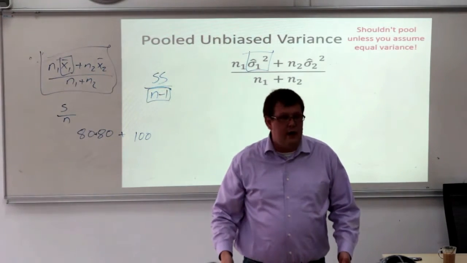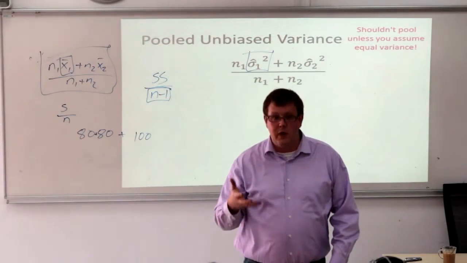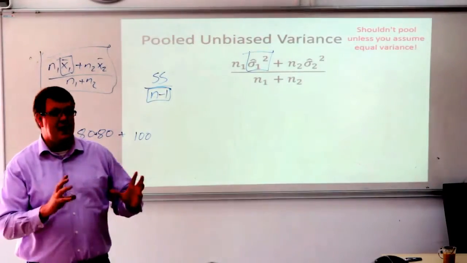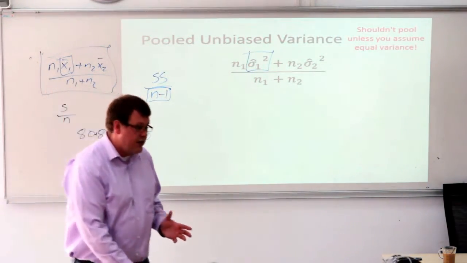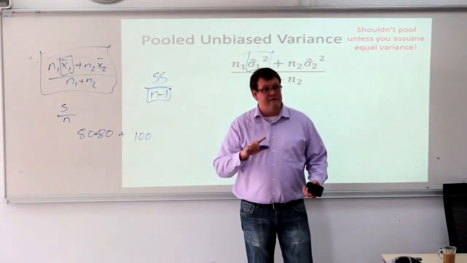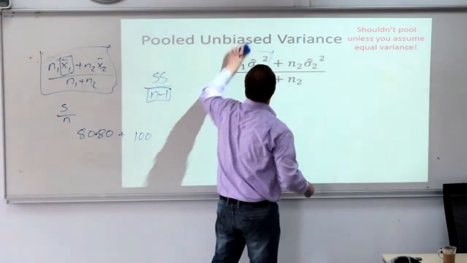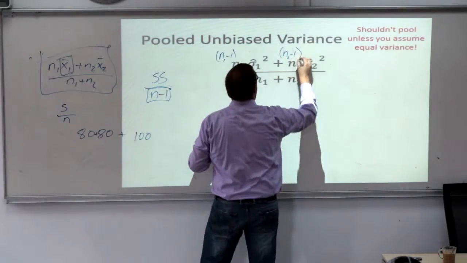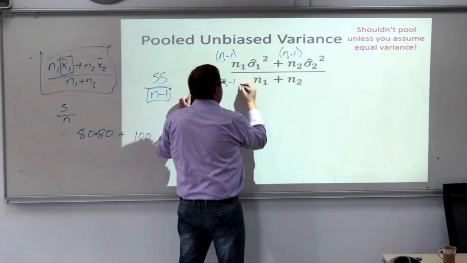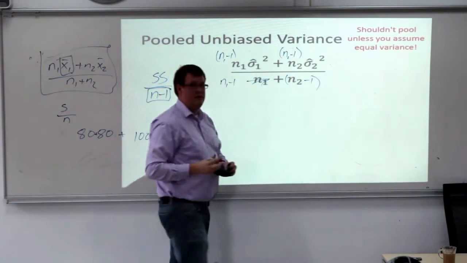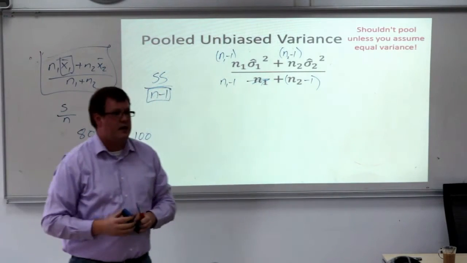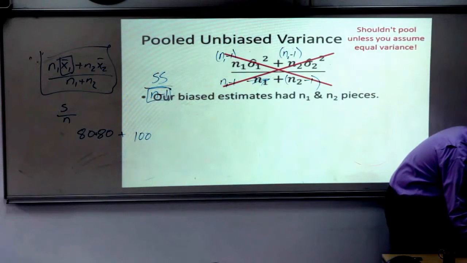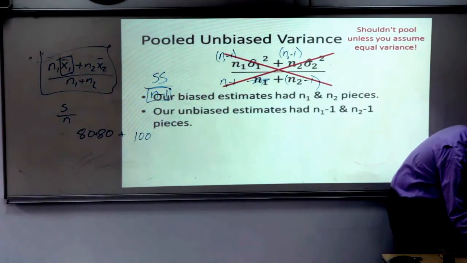Basically, the idea is that we want to weight our estimates by the amount of stuff that goes into our estimates. And when we created our unbiased estimate, it's like our biased estimate, but with only n-1 pieces as opposed to n pieces. So since we are treating the unbiased estimate as if it is made up of n-1 pieces, we need to weight these instead of by n, by n1 minus 1 and n2 minus 1, because that's the amount of pieces that go into our unbiased estimates. So, restating, our biased estimates had that many pieces, our unbiased estimates only had those many pieces.